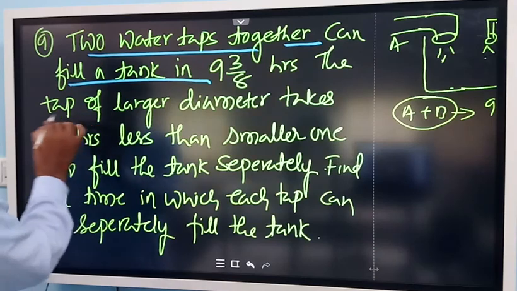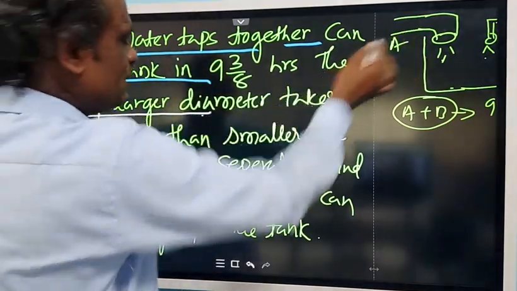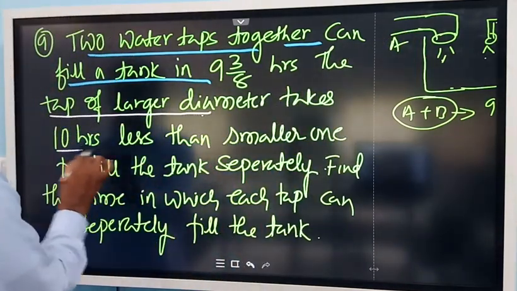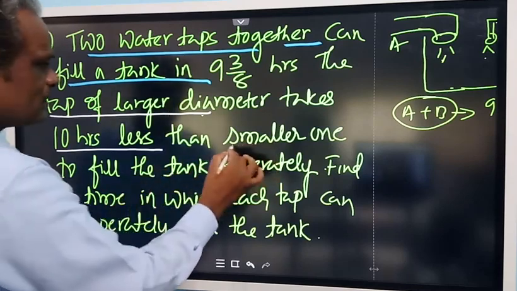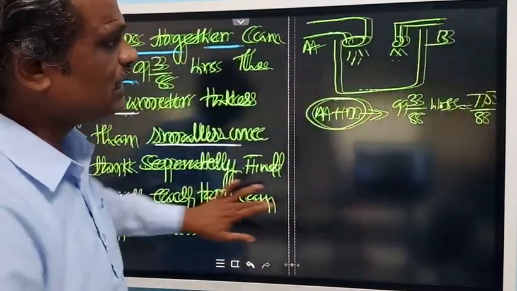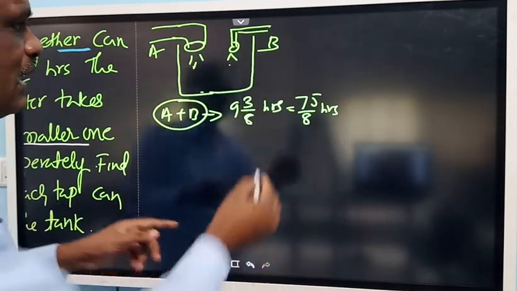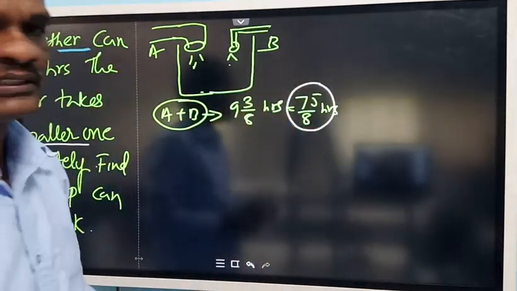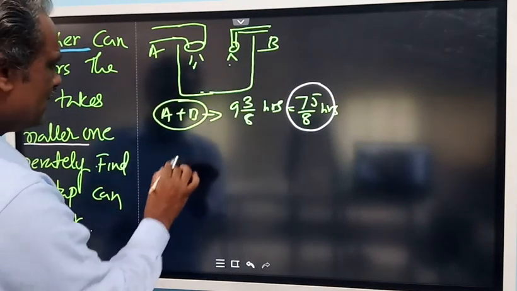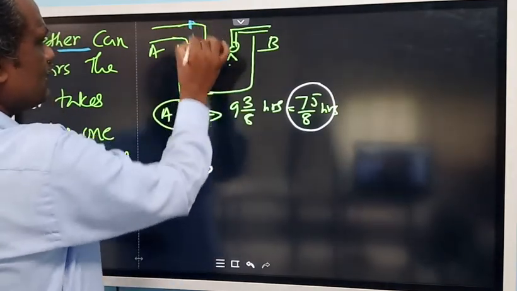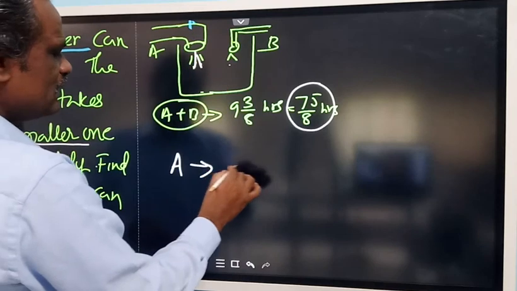The tap of larger diameter, tap A, takes 10 hours less than the smaller one, compared to the smaller one, when you fill the tank separately. Now if you turn on both the taps, the time taken is 75/8 hours. Separately, tap A alone you turn on, what is the time taken?